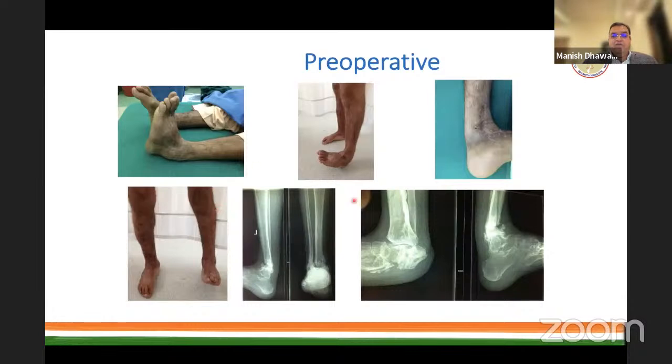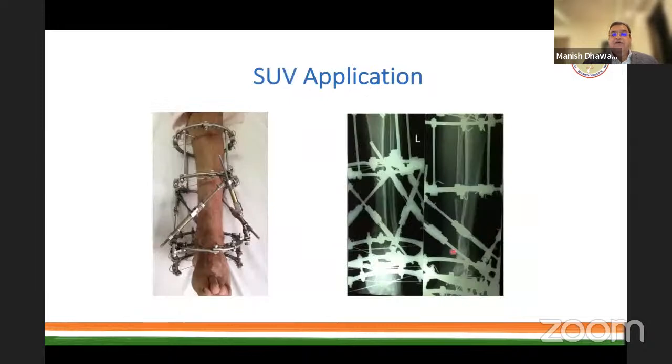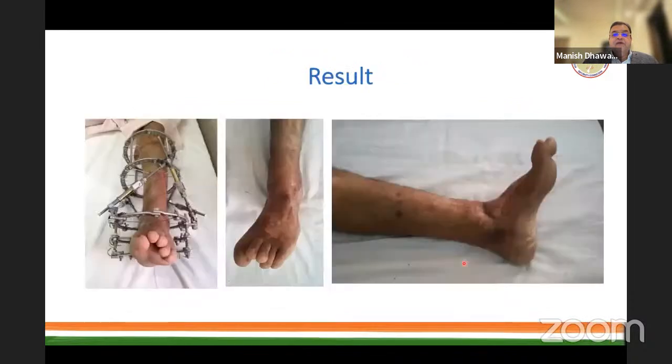What was the problem? On the left-hand side, there was a stiff non-union just above the ankle joint. The skin was so bad that you could not do any open surgery. So I made a small incision, freshened the non-union, and applied my SUV. You can see that it's corrected and united. This is my calculation, and you can see the leg. Now he is able to walk, and he's happy.